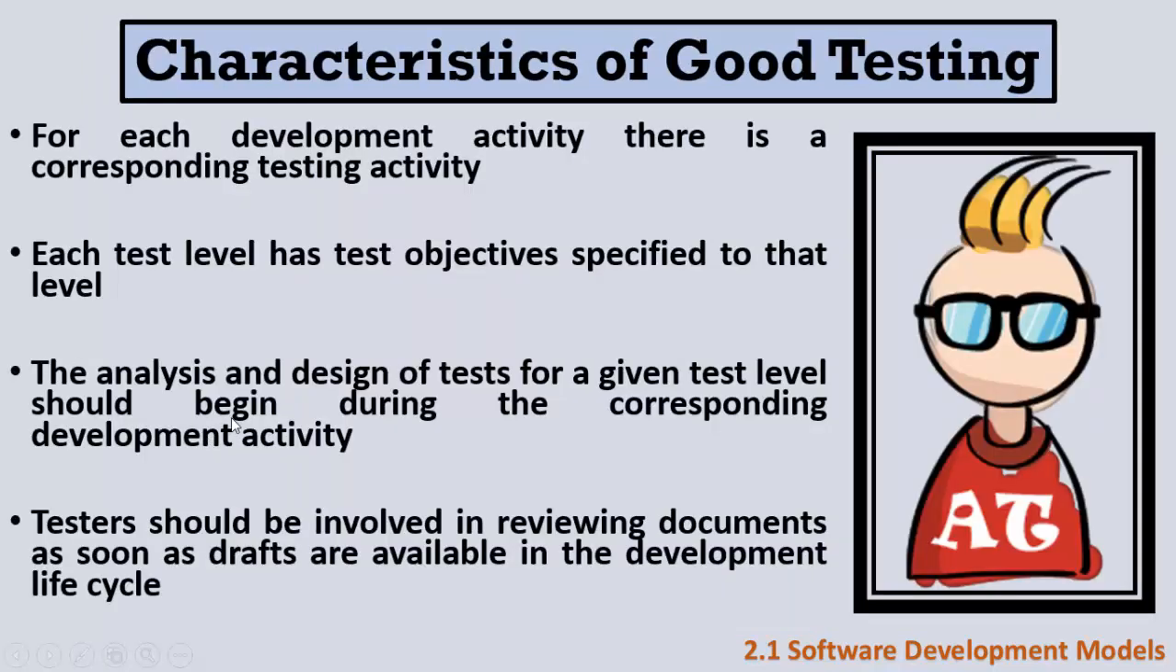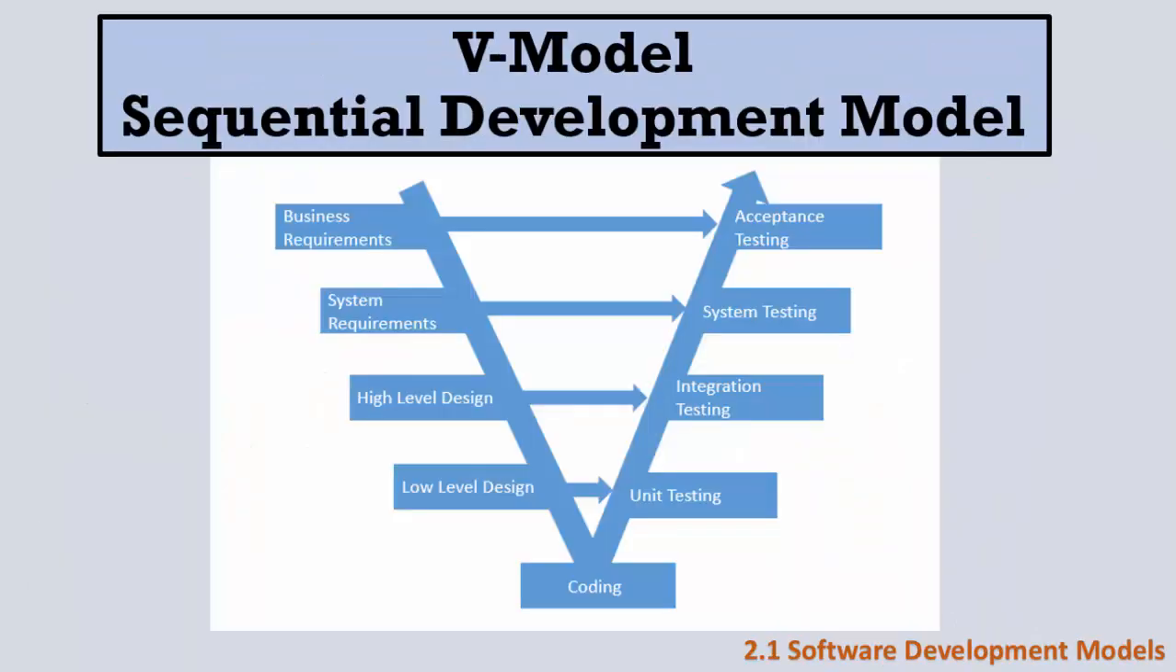Then the analysis and design of tests in each test level should begin during the corresponding development activity. What does that mean? It means that the analysis and design of the acceptance testing is written while I am gathering the business requirements. The analysis and design of the unit testing is written while I am creating my low-level design, and so on for all the 4 levels.